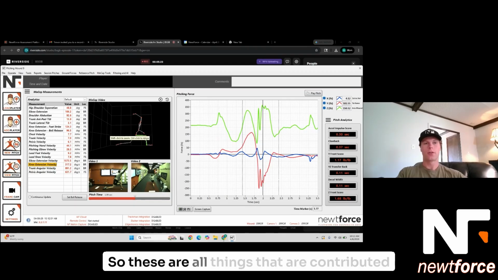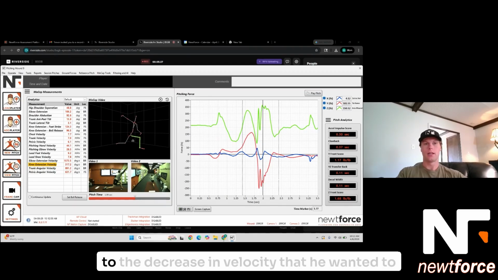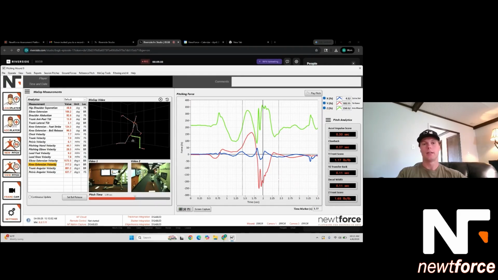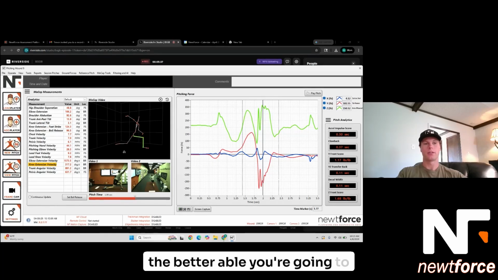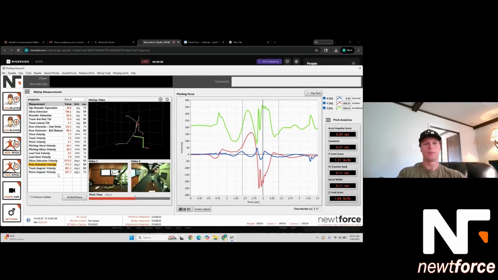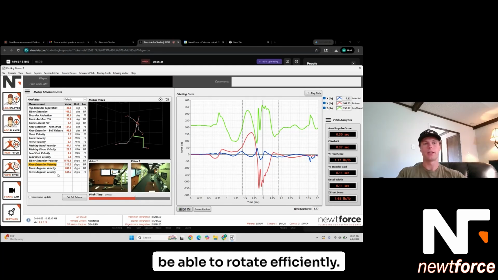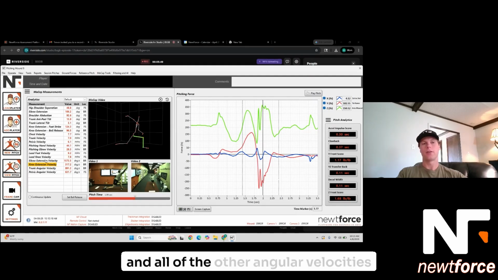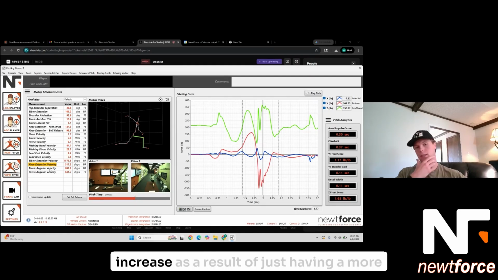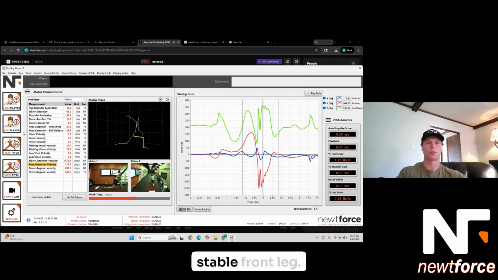So these are all things that contributed to the decrease in velocity that he wanted to address. The more stable you can make that front leg, the better able you're going to be to rotate efficiently. And so we would more than likely see pelvic angular velocity, trunk angular velocity, and all of the other angular velocities increase as a result of just having a more stable front leg.